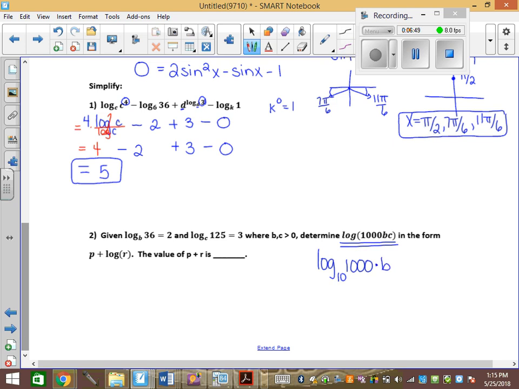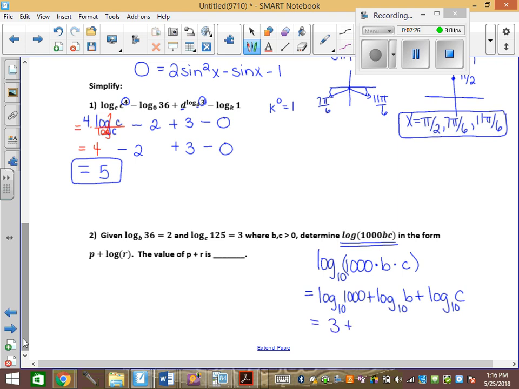1000 is multiplied by b is multiplied by c. This I can expand. They're all multiplied. So I could expand that as log base 10 of 1000 plus log base 10 of b plus log base 10 of c. Now, why would you want to expand those? You'd want to expand those because log base 10 of 1000 is actually just a number. It's 3. So you're going to get 3 plus something.